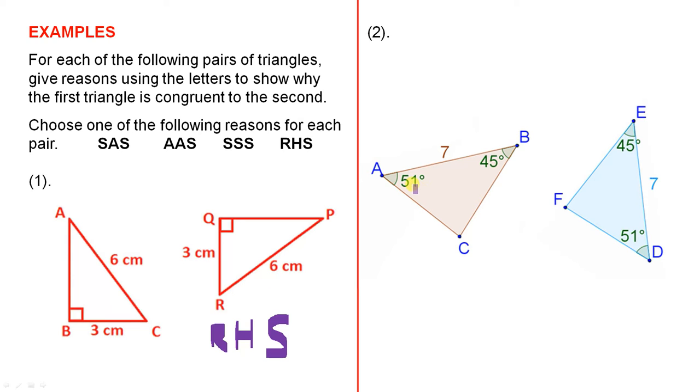Over here we have that angle is equal to that angle is equal to that, and the side is equal to that side. So which one of those letters? We've got an angle, and a side. So it's this one, AAS. So that's the reason that those two triangles are congruent. AAS. We'll go to the next slide.